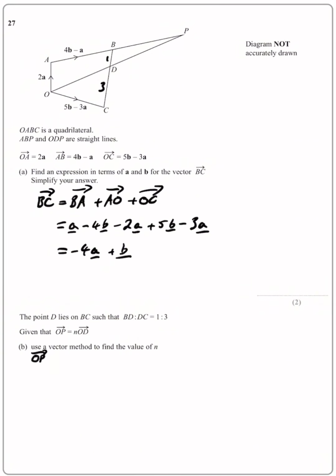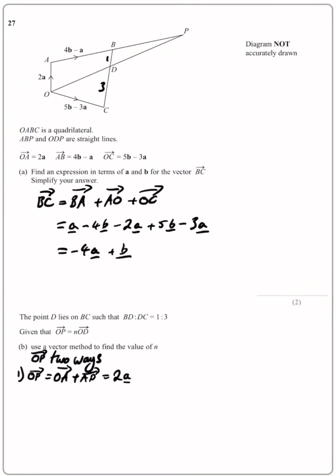Part B, that's the tricky one. So use a vector method to find the value of n, where O to P is n lots of O to D. To do this, I'm going to construct the vector O to P in 2 different ways. The first way I'm going to construct O to P is by going from O to A and then from A to P.